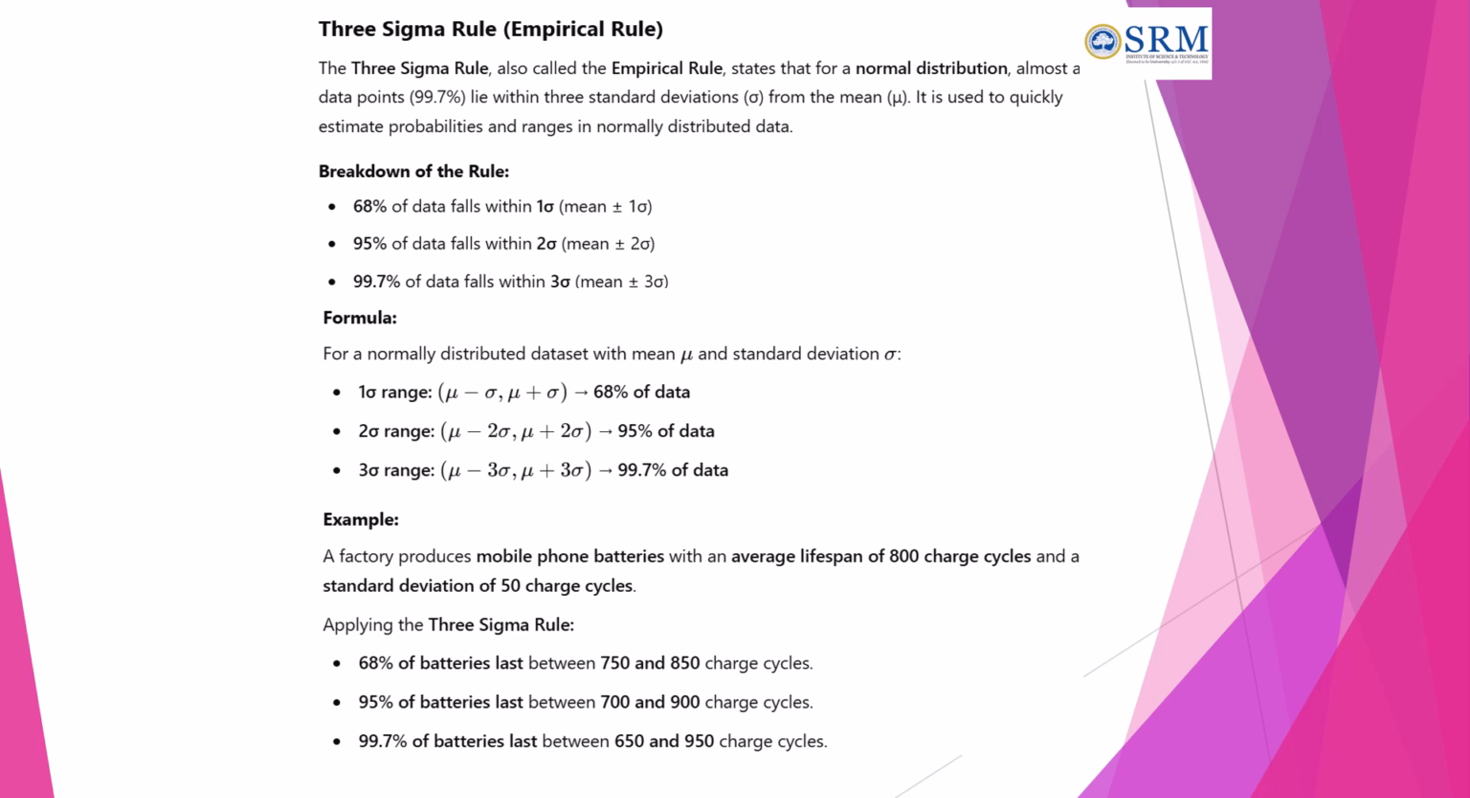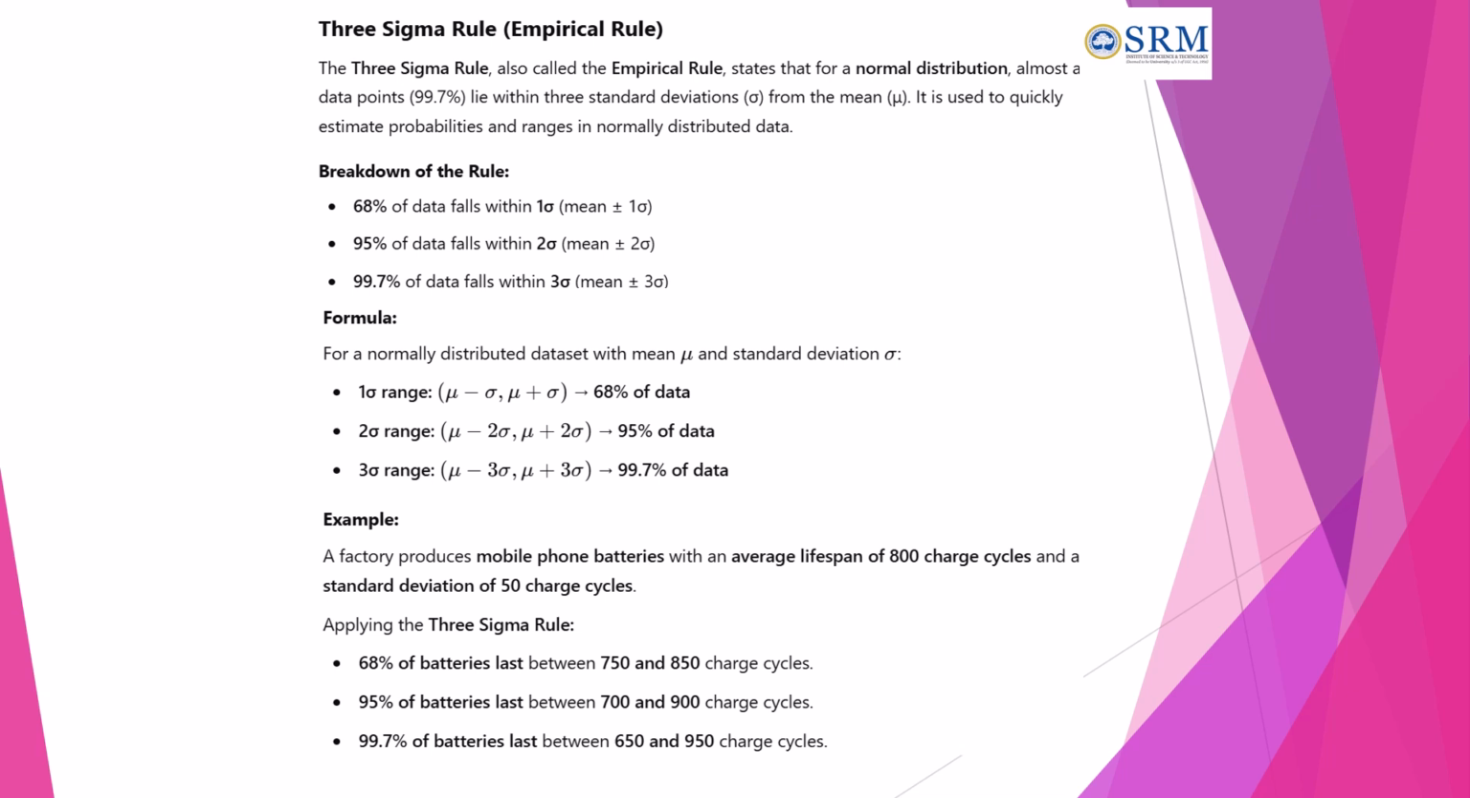The 3 sigma rule. The 3 sigma rule, also called the empirical rule, helps us understand how data spreads in a normal distribution. It says that about 68% of the data points fall within one standard deviation from the mean, 95% fall within 2 standard deviations, and almost all data, about 99.7%, fall within 3 standard deviations.